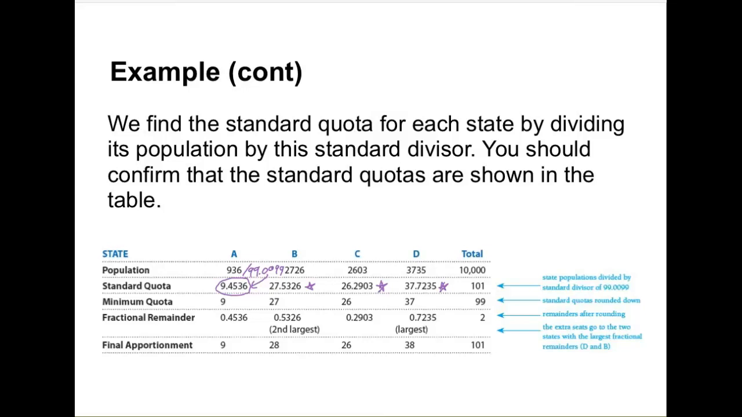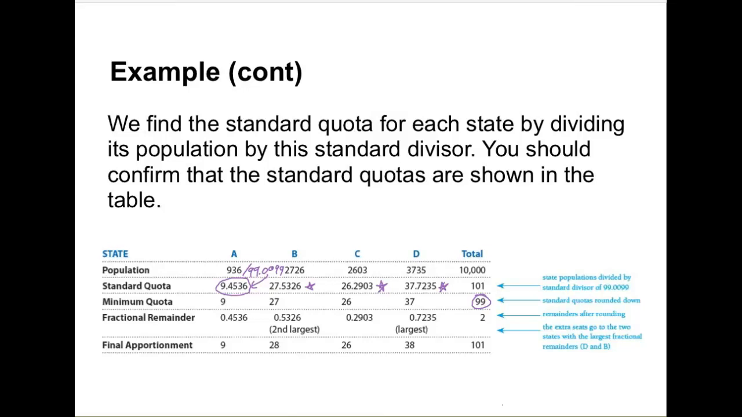finding the minimum quota, chop off all the decimals, and look at what we got. So we got 9, 27, 26, and, sorry, 37. We total those up, we still have 99. But now, since we have 101 seats to give away, we have 2 left over instead of 1, right? Okay, so how are we going to figure out those 2 left over?